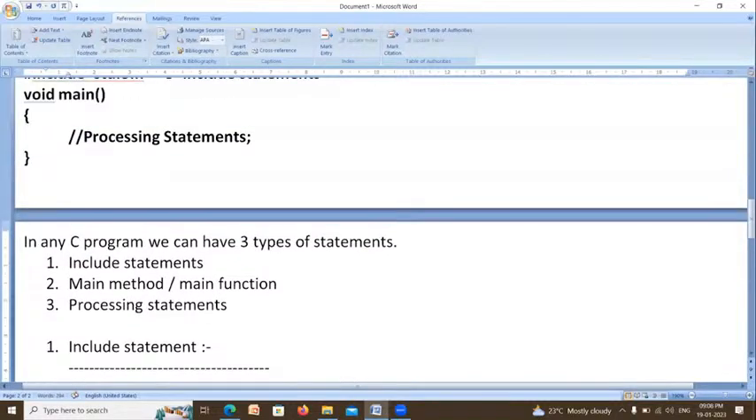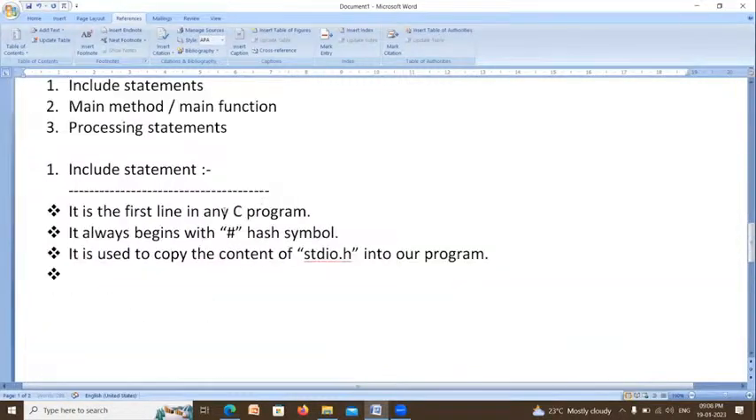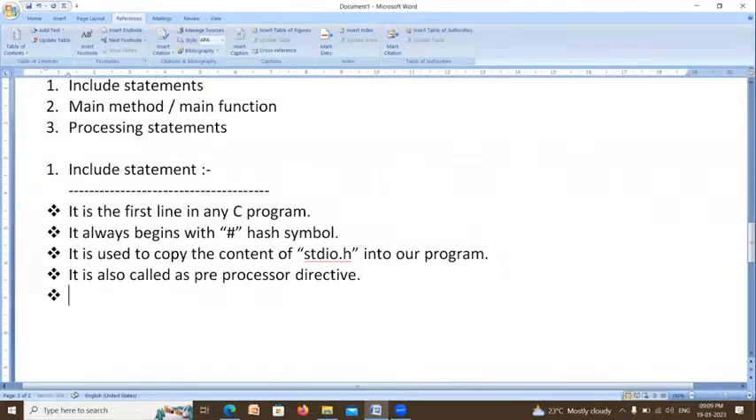It is also called by one more name. The name is preprocessor directive. It is also called preprocessor directive.